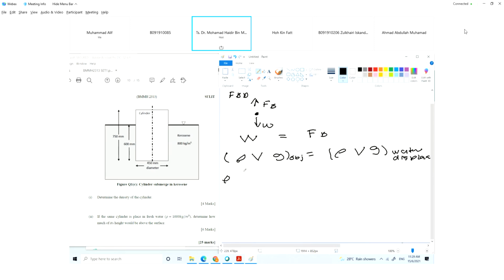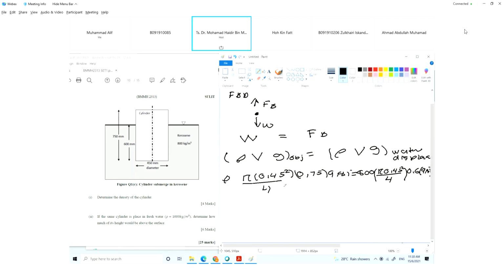The volume of the cylinder is equal to the area of the bottom times the height. The area of the bottom is pi times 0.45 squared over 4, times h, where h is 0.75. So rho V g, with g is 9.81, is equal to the density of the kerosene, 800, and then V is equal to pi times 0.45 squared over 4 times 0.6. The only volume underwater is 0.6, and then g is 9.81.